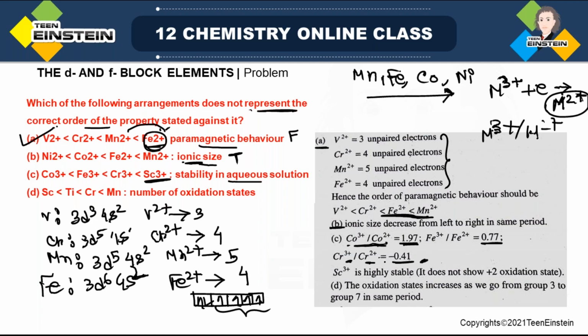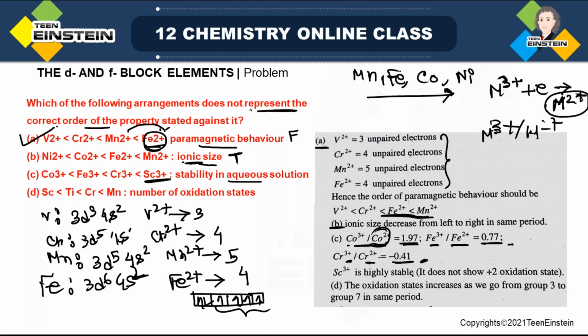But this process, compared to chromium for iron, now the value is higher. That means compared to chromium, now Fe3+ will have a reduced tendency. And the cobalt 2+/3+ system has a very high value, 1.97. That means it will prefer to stay in the Co2+ state, not Co3+. That means Co3+ is not very stable.